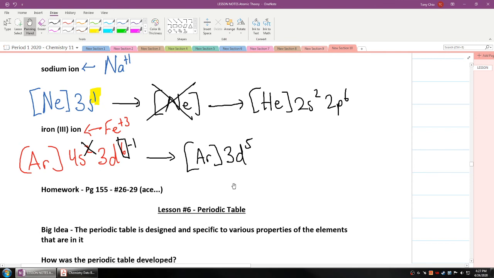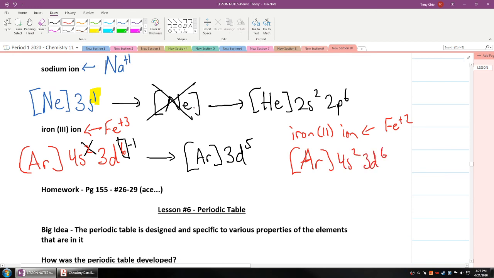What happens if I do this with iron 2, which is the other type of iron? If I look at iron 2 ion, which in this case is Fe plus 2, you're going to notice that, first of all, it's argon 4s2 3d6. In this case, it's going to lose 1 electron from here and another electron from here, so it's going to be 4s1 3d5. Because this is a lot more stable.